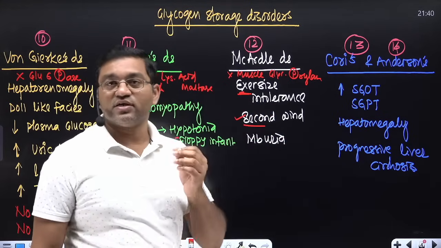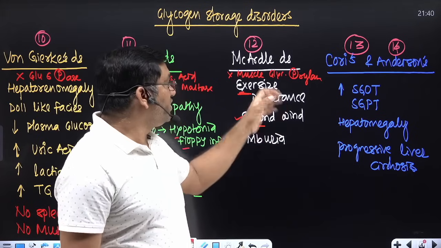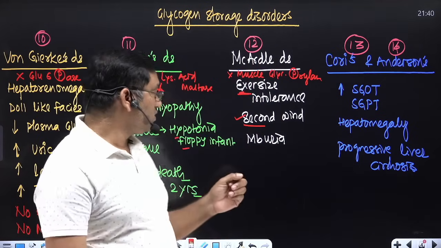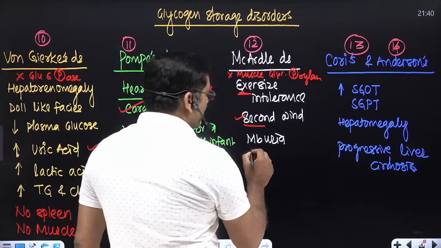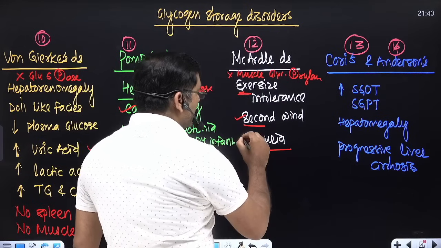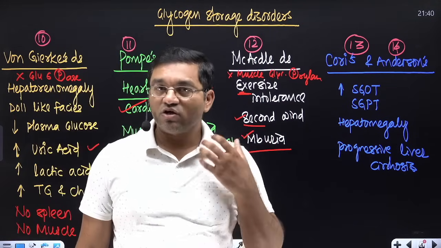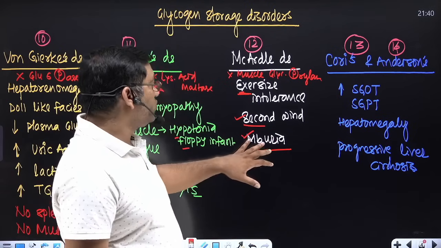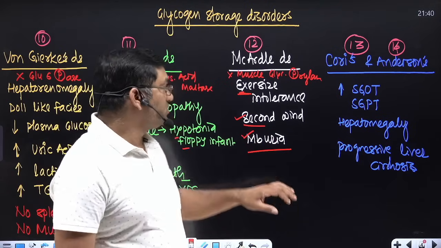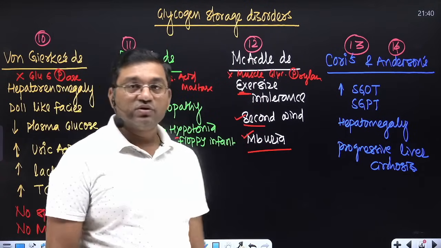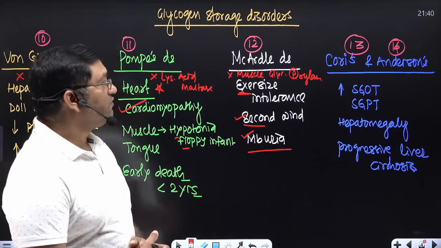Exercise intolerance, early fatigue. This is a muscle glycogen storage disorder, and if activity is continued for a prolonged time, it causes myoglobinuria and passage of brown or burgundy colored urine due to rhabdomyolysis. So McArdle's disease is due to defect in muscle glycogen phosphorylase.